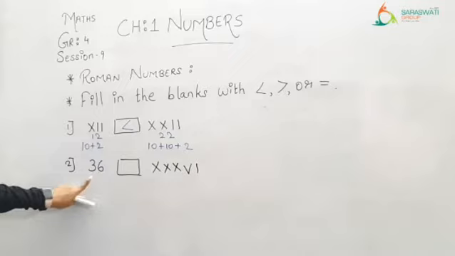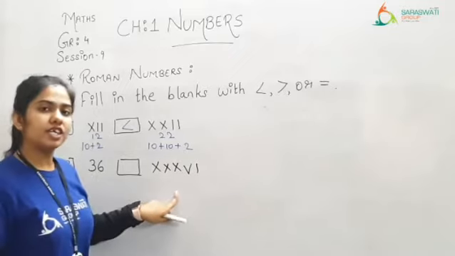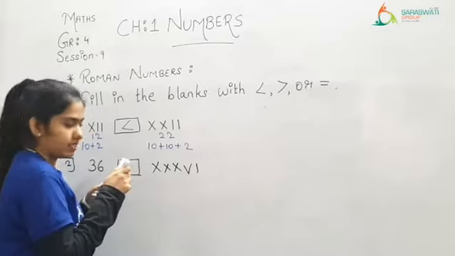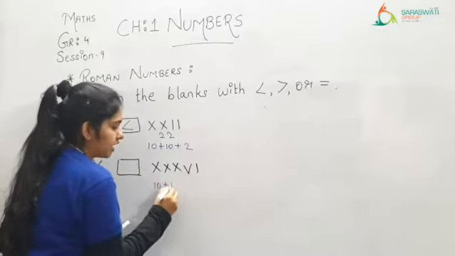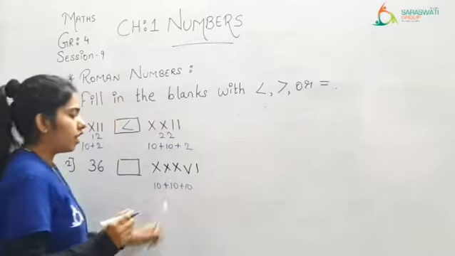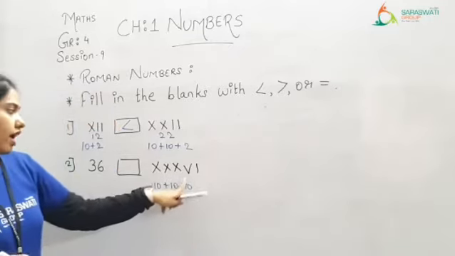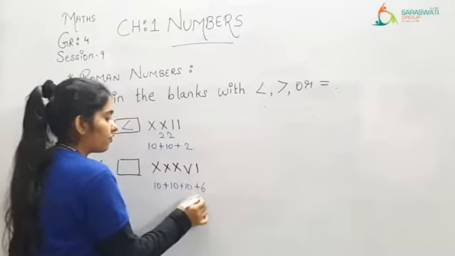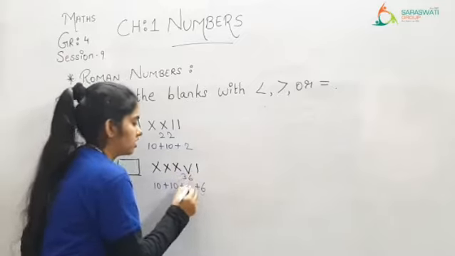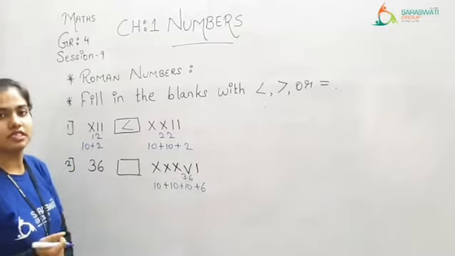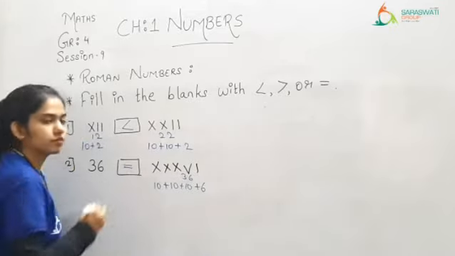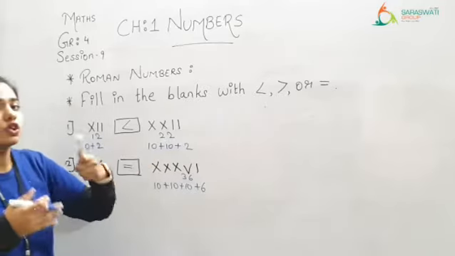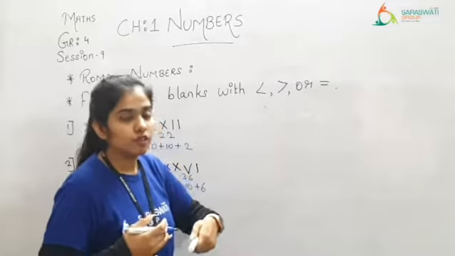We already have the number 36 given, and now we have to convert the other into Hindu Arabic. So first, 3 times X, so 10 plus 10 plus 10. Now VI means 5 plus 1, so that is 6. So the value is 36. So 36 is equal to 36. So equals to. Once you convert the Roman value into Hindu numeric, it is easy for you, right?